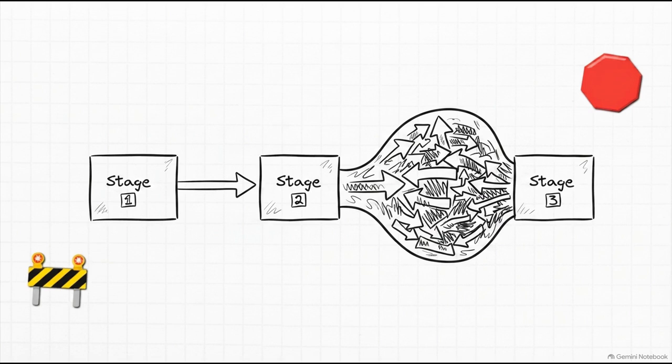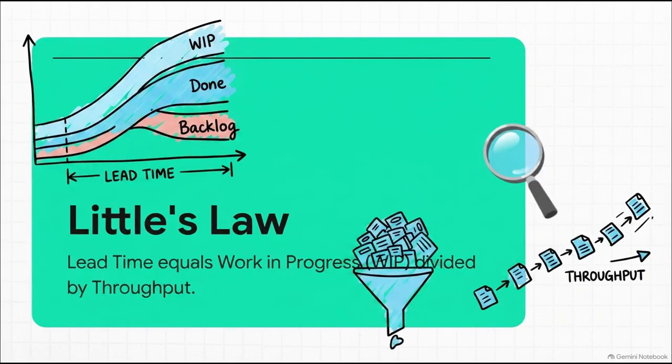If you spot a widening band in any of these states, you have instantly diagnosed a downstream bottleneck. It literally means work in progress is just piling up. To figure out the exact impact of those bottlenecks, we apply Little's Law. It's a surprisingly simple equation. Lead time equals work in progress divided by throughput. The horizontal distance on a CFD actually represents that lead time.